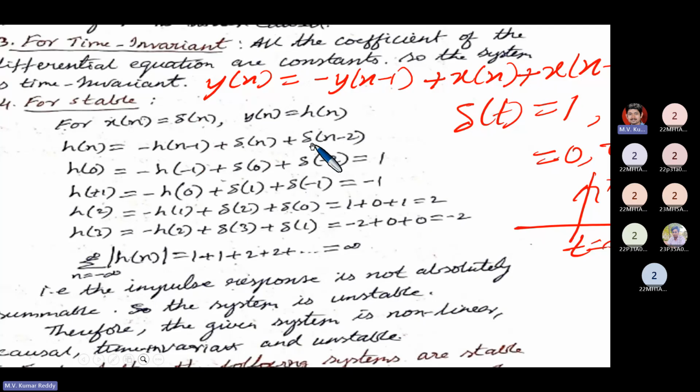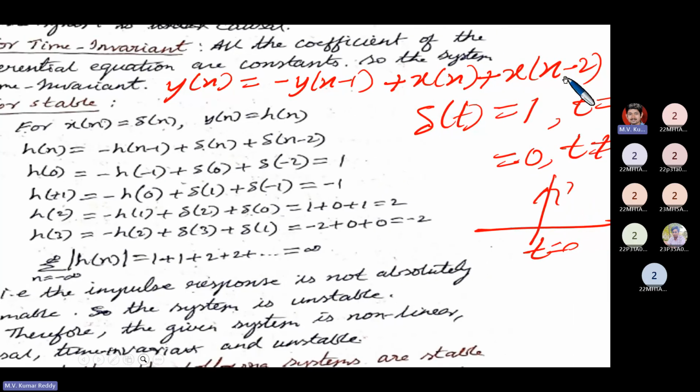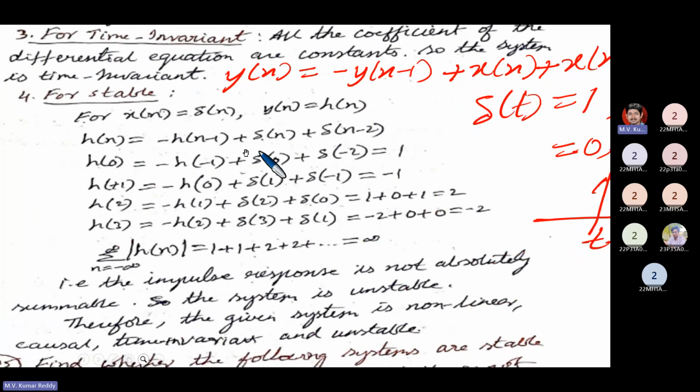Next, in place of x we have to put delta of n minus 2. Whatever may be the h of n value, in place of y of n you have to put h of n, and in place of x of n you have to put delta of n.